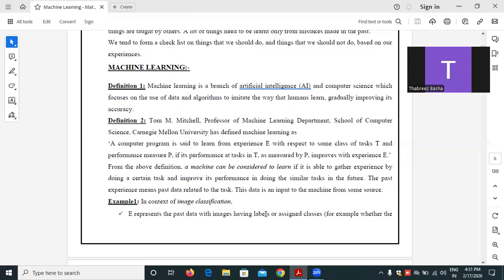If you have done any given work and have some experience, then you solve the task easily, and that result is measured by performance P. If you have no experience, you cannot handle any problem or any task. So E, P, T is the basic formula based on the machine learning definition.